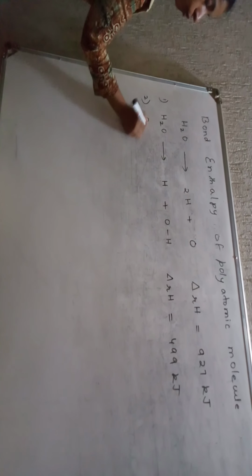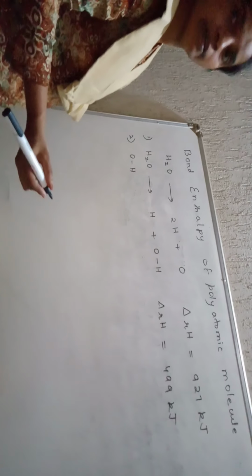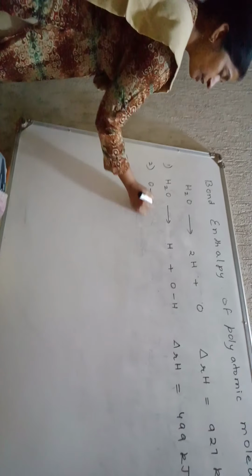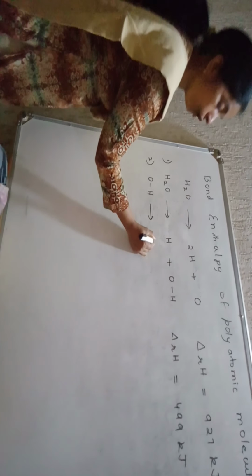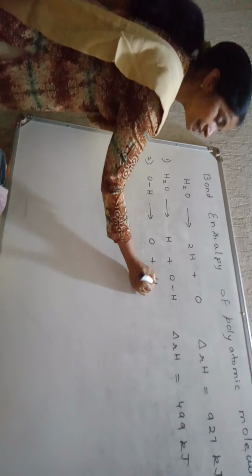Then step number 2, the OH bond, 499 kJ. Look here. The OH bond breaks into O plus H. The corresponding enthalpy of the reaction is 428 kJ. When you add both of them, what do we end up with?